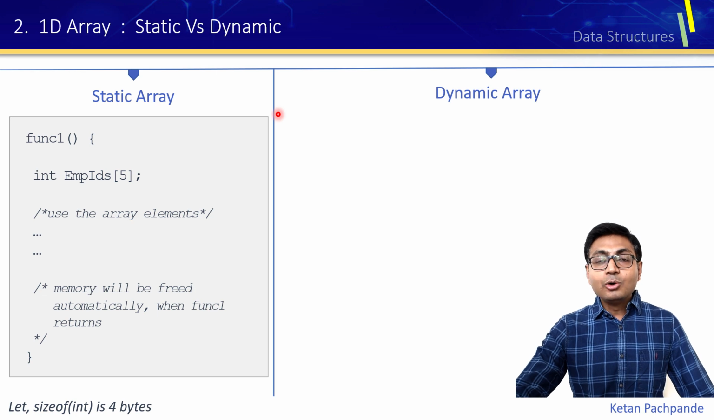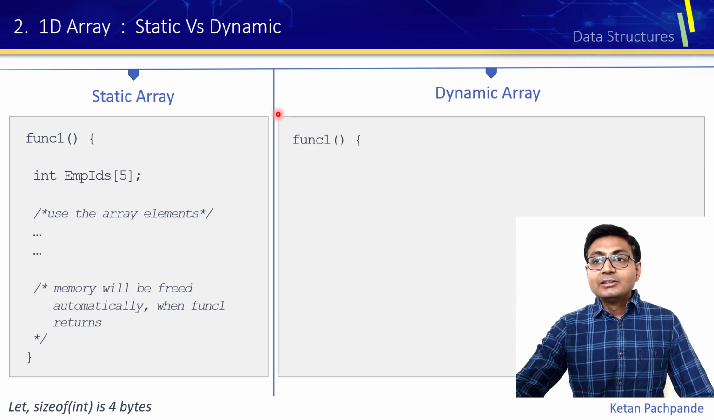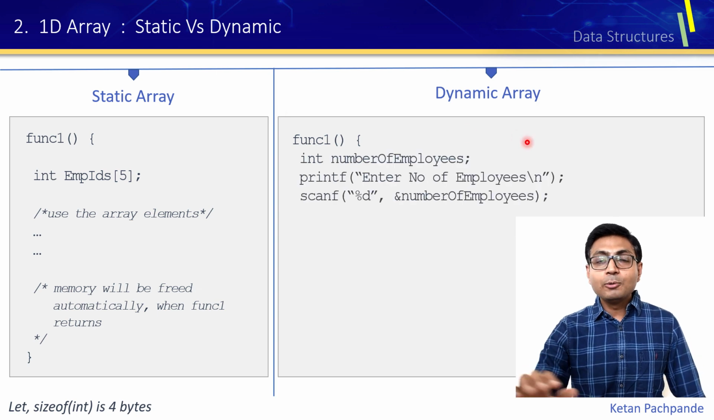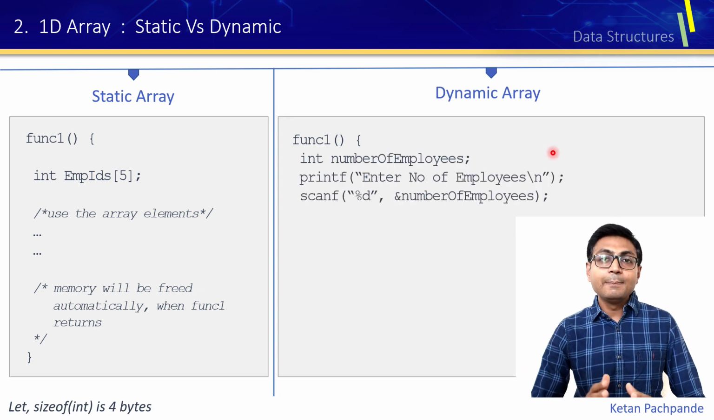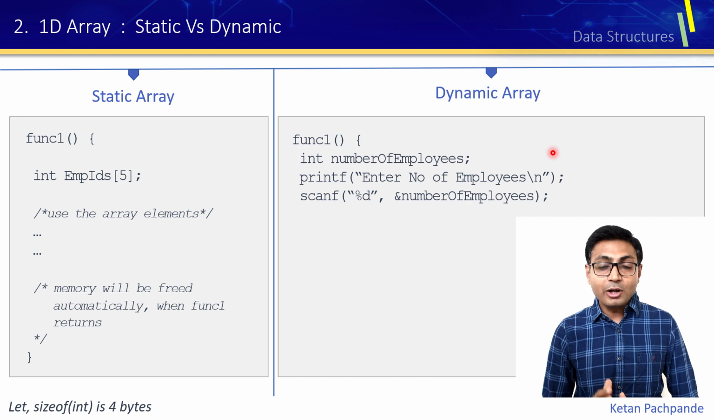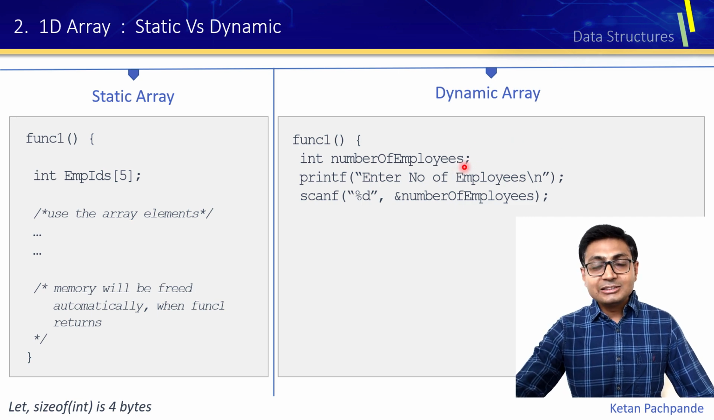Whereas, how to define the array dynamically? Suppose that you as a programmer do not know how many employees are going to be there, for how many employees I want to allocate the memory. So the number of employees itself is a variable that I have declared. We will get the input from the user. You tell me how many employees you want to store in memory. I have written a scanf statement.